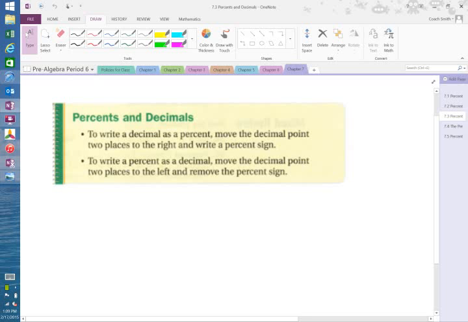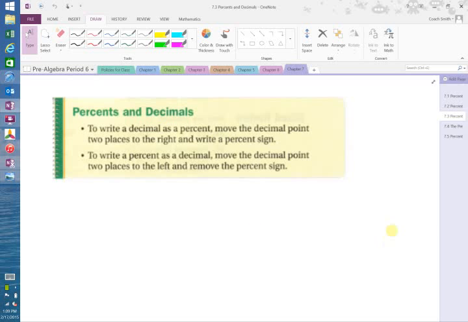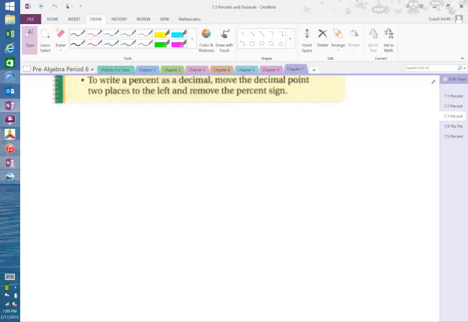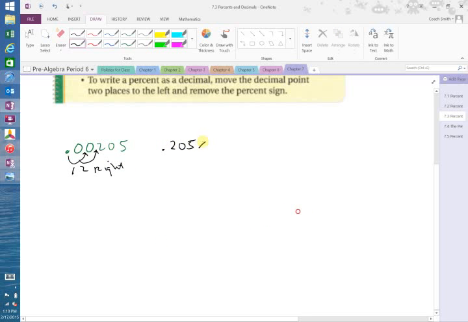I'm not going to spend a lot of time on the percents to decimals because it's pretty self-explanatory. I do want to look at changing certain ones. For example, if you have 0.00205, and you're going to change that to a percent. It's just moving it two places, every time, either left or right. In this case, to change it to a percent, we're going to move it to the right two places, and that gives me 0.205%.